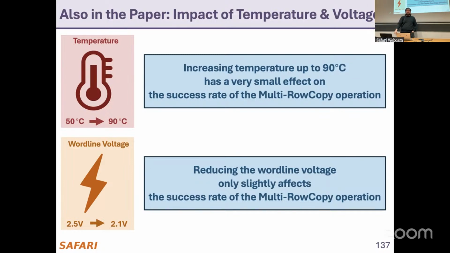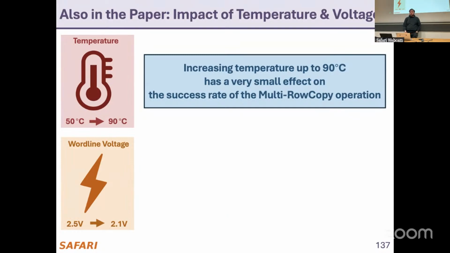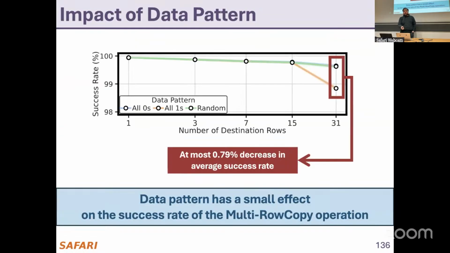There's one more question. Does the pattern of neighboring cells play a part in the success rate of the operation? No. Here, for example, we test all zeros, all ones, and random, and the other rows are the complement of this.